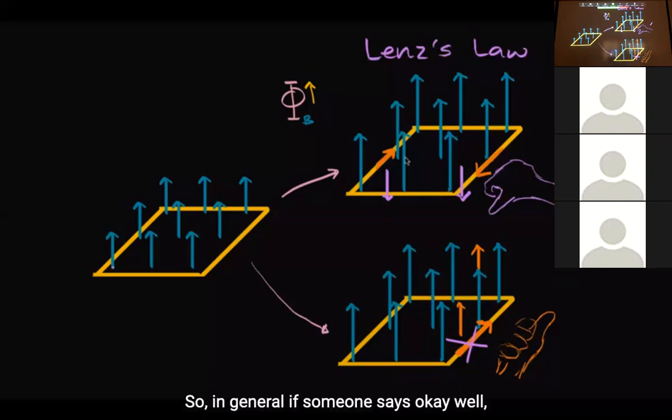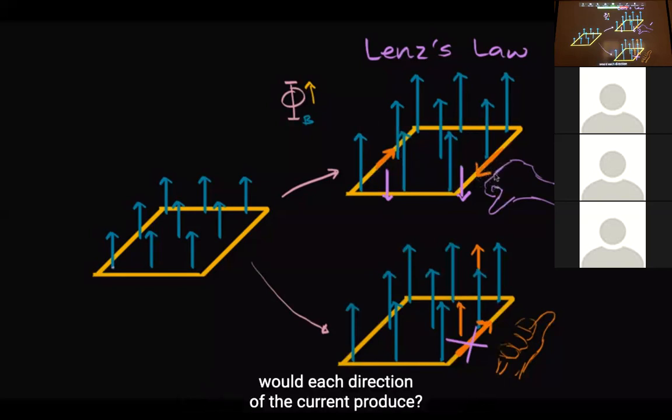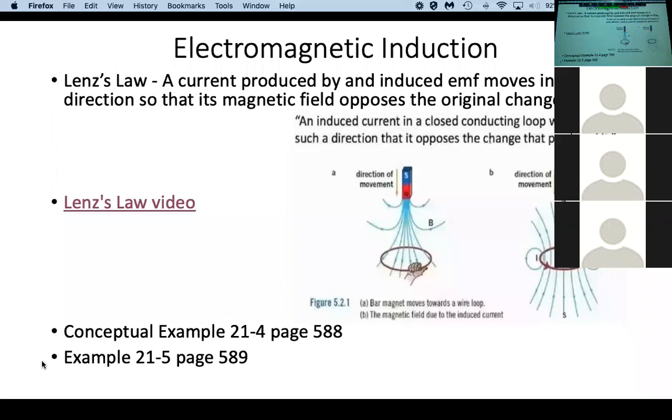So in general, whenever someone says the change in flux is happening in a certain direction, to think about which way the current would flow, you just have to ask what type of magnetic field each direction of the current would produce. And that magnetic field should go in a direction that goes against your change in flux. So if the flux is increasing, the magnetic field induced by the induced current should make the flux decrease. If the flux was decreasing, then the induced magnetic field should be additive to the flux.